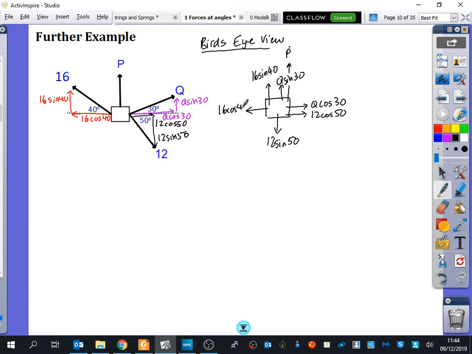16 cos 40. Okay, once we've made the effort of doing this diagram, I mean, mine's not particularly neat, but once you've got to that stage, it should all work out fine, okay? We said that we should do some resolving. Are we going to do up and down or left and right?